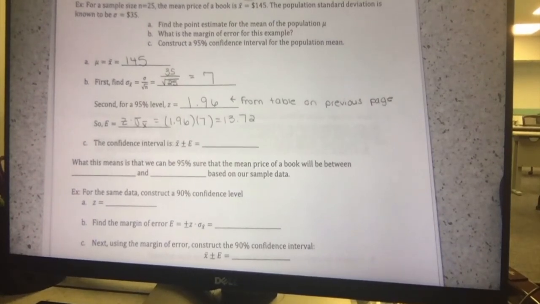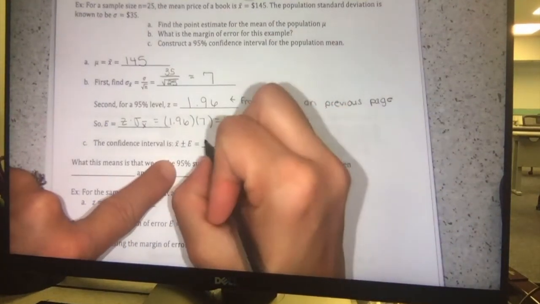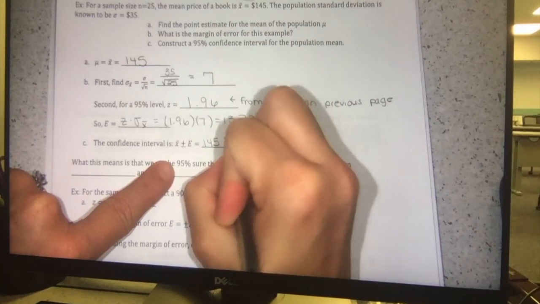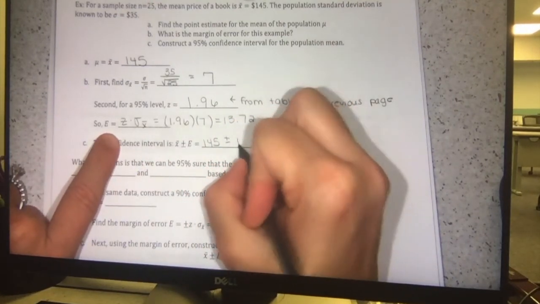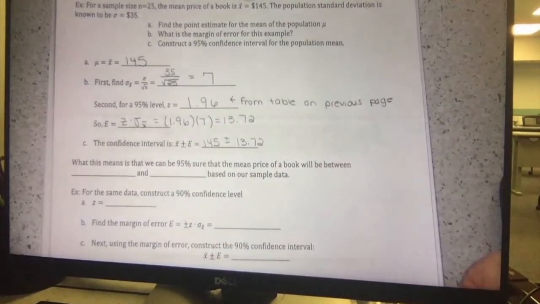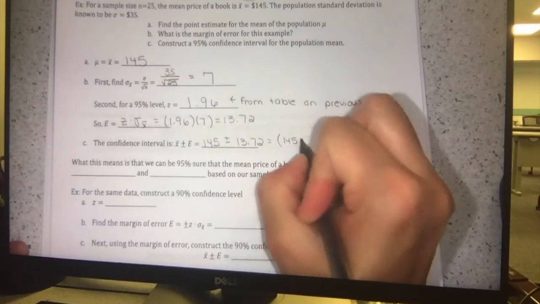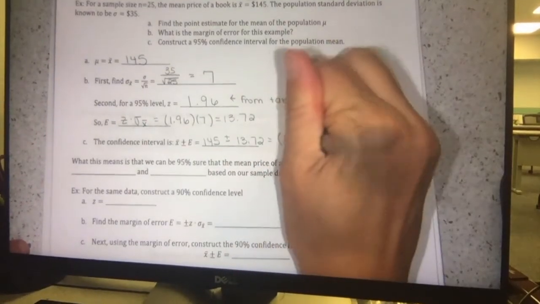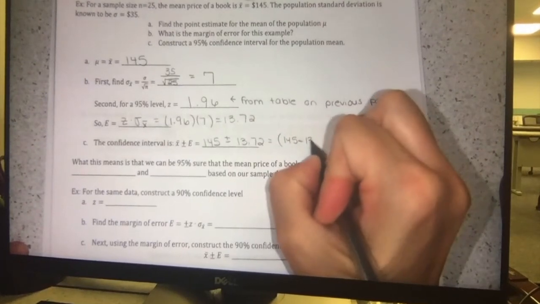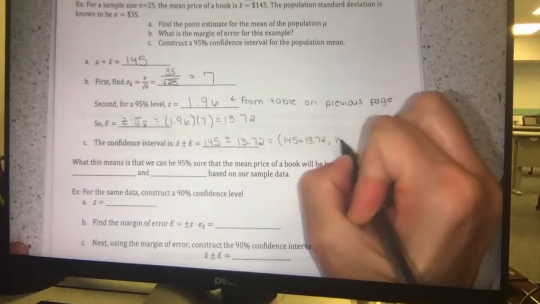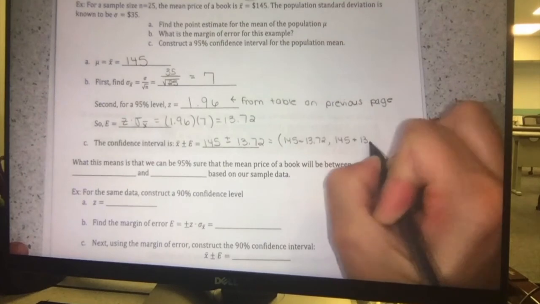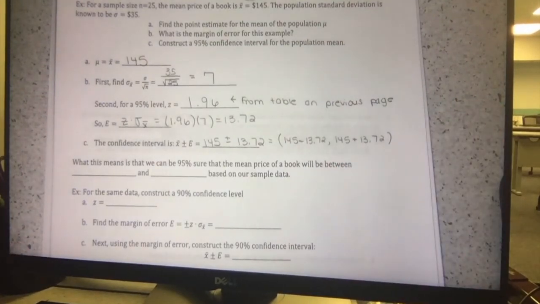So last but not least, part C says construct a 95% confidence interval for a population mean. So we know that it's our x bar, which is 145, plus or minus our error, which is E, which is 13.72. So we know we're going to have our 145 minus that 13.72, comma our 145 plus that 13.72 to give us that little bit of wiggle room on both ends.